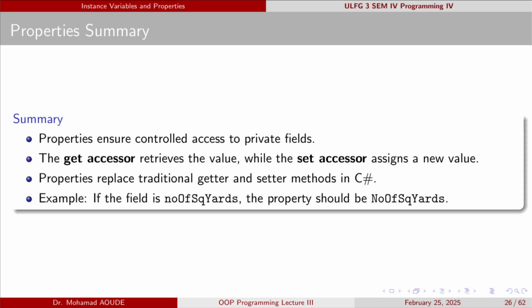Let's quickly summarize properties. The get accessor retrieves the value. The set accessor assigns a new value. Properties replace traditional getters and setters with a much cleaner syntax. Properties are not optional. They are the standard best practice in modern C#.